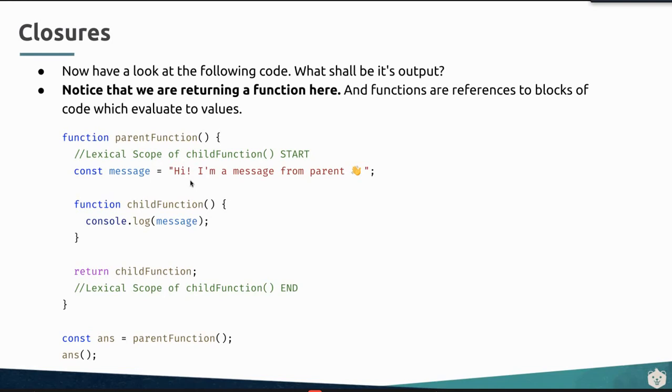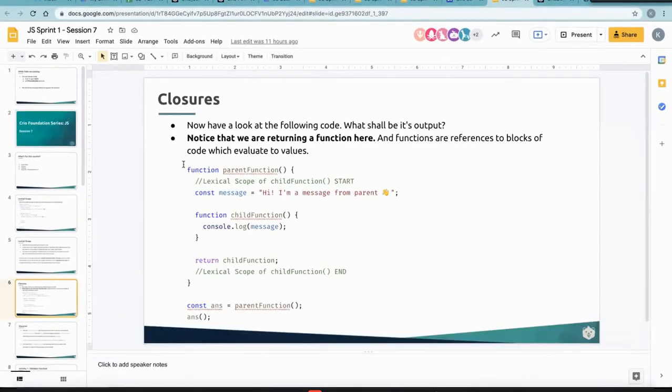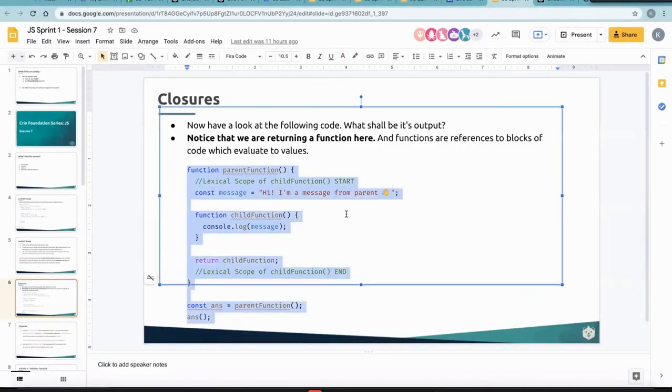Lexical scope, parental scope. Now what if I am just returning a child function here? We have one function and I'm just returning that inside the function. So what is going on? Suppose you call this parent function. Let me just copy this and explain it right away, so that you will have a clear understanding.